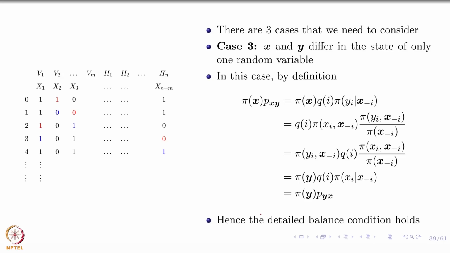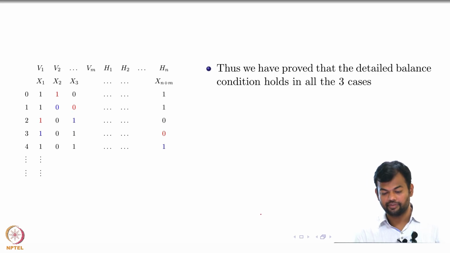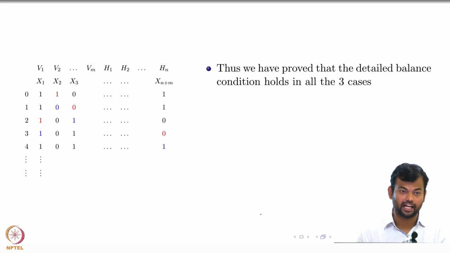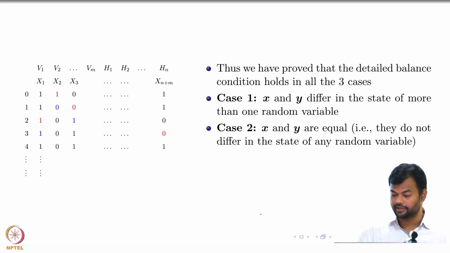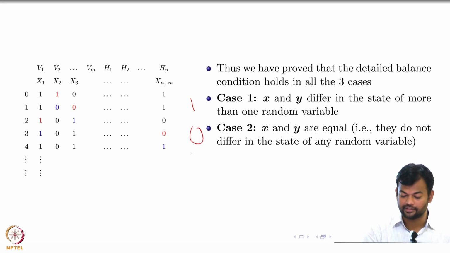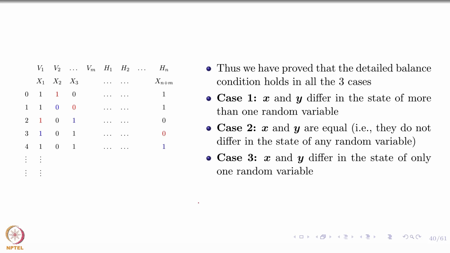Hence, pi is the stationary distribution of this Markov chain, right? So we have set up the Markov chain in such a way that we have been able to prove that the detailed balance condition holds for all these three cases. This is the case 1, this is the case 0, and this is the case greater than 1. For all these cases it holds. So that means if we run this Markov chain for enough number of time steps, we are going to reach the stationary distribution that we care about.